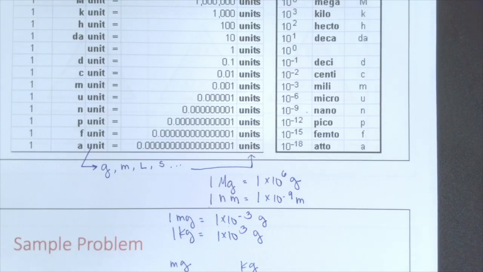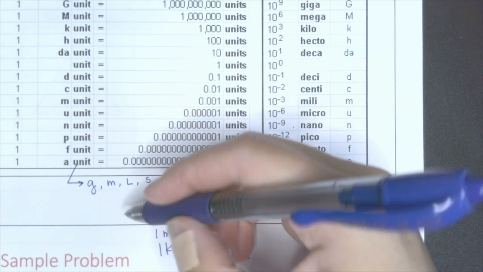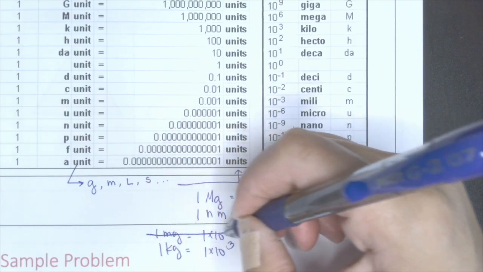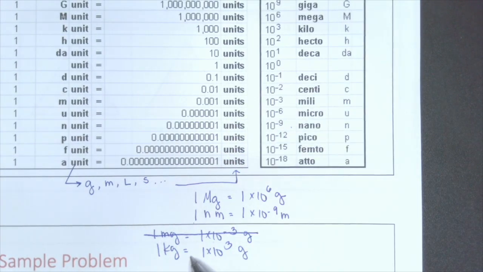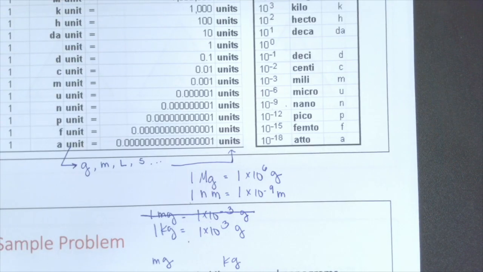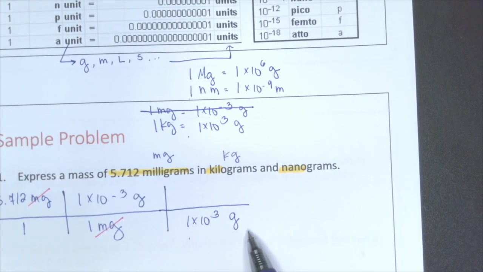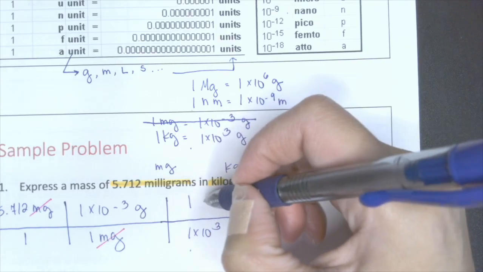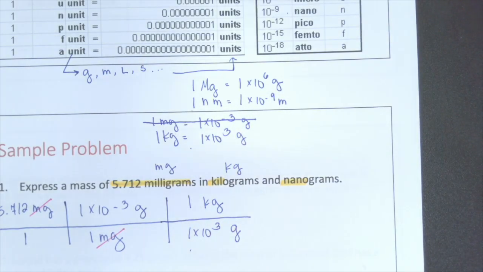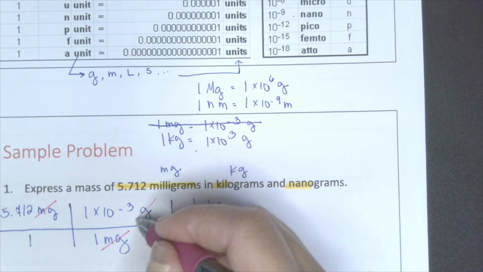Okay, don't make the same mistake that I did. Since we already used this conversion factor, we don't need to use it again. So now we're going to use the other one. So 1 times 10 to the positive third grams is equivalent to 1 kilogram. And then we cancel out our units.